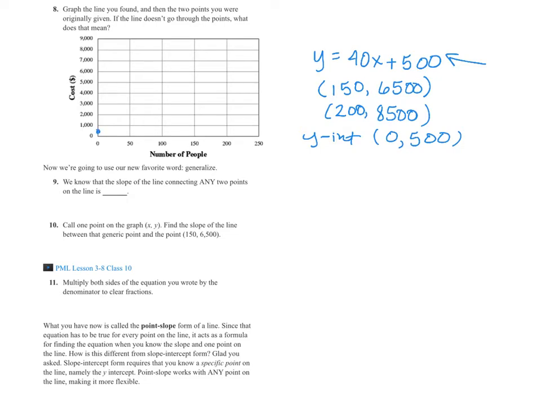Okay, I want to know what happens to y when my x is 50. Okay, let's see. If I invite 50 guests, that is going to be 2,000 plus 500, so $2,500. So 50 guests, $2,500. All right, let's now do the 150 guests.